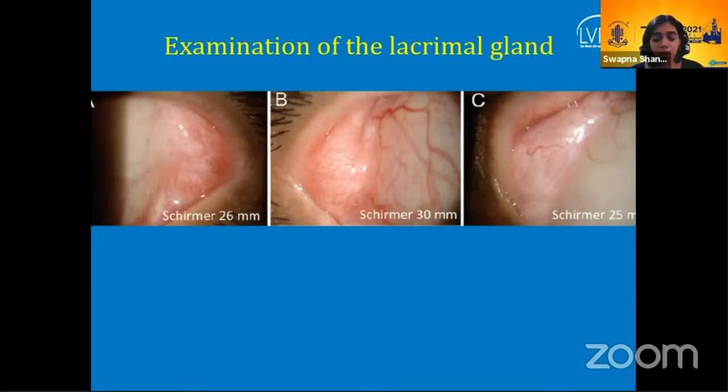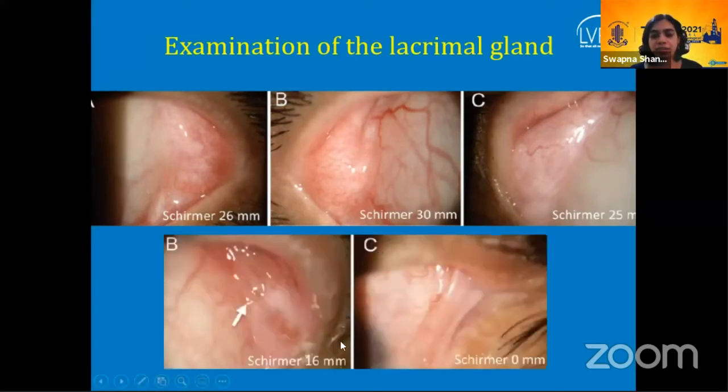So it's very important to examine the lacrimal gland, something even we have learned in the last 1 or 2 years. In the upper images, you can see these are all normal lacrimal glands. They are pink, they are very convex in shape. They prolapse out when you retract the superior-temporal eyelid. And these are cases with a normal Schirmer's, as can be seen here.